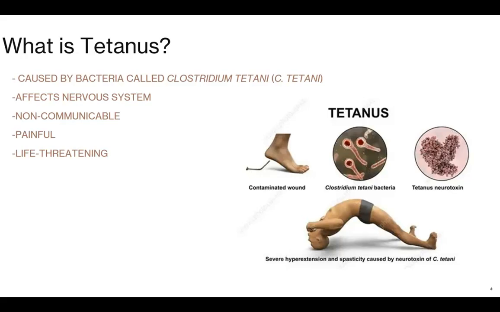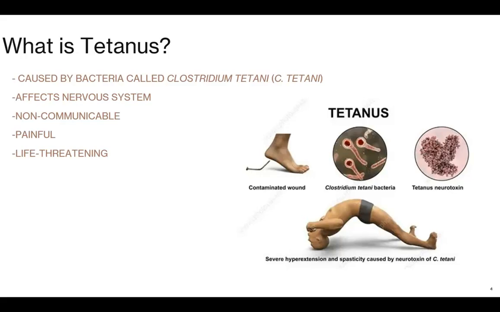This process can take several days for it to actually reach the brain and the spinal cord, which is why symptoms usually don't appear immediately after an injury. They usually appear after a week or so. Normally, our nervous system has a balance between the signals that tell the muscles to relax and the signals that tell the muscles to contract.